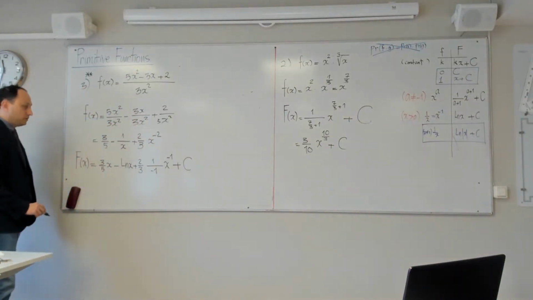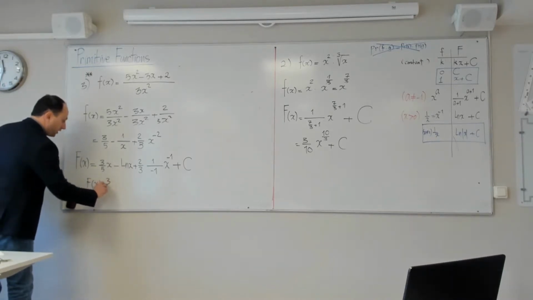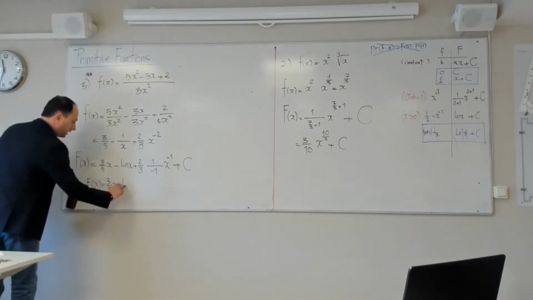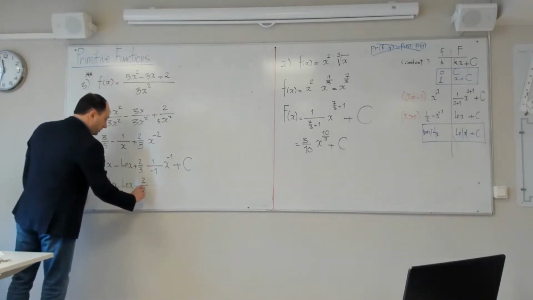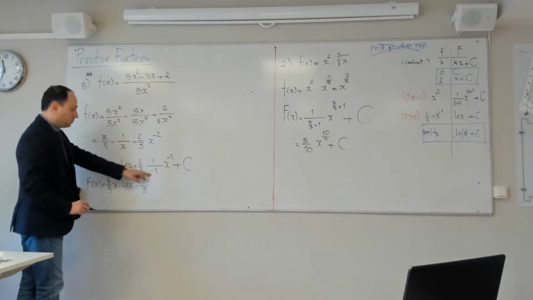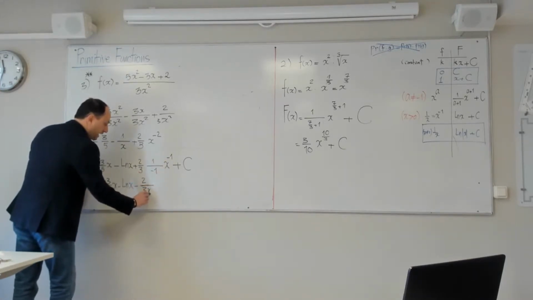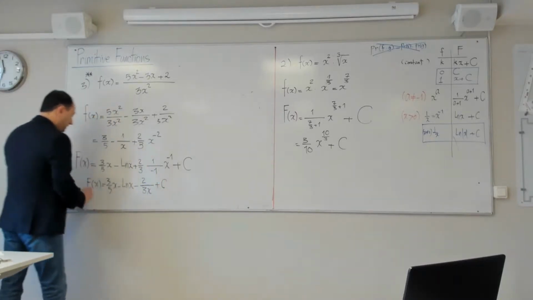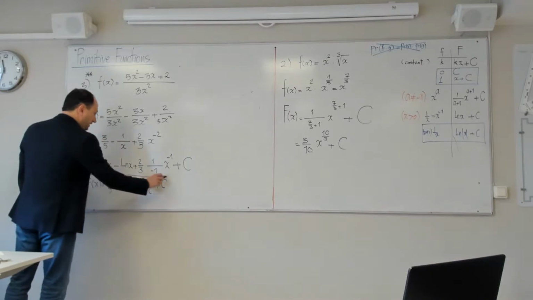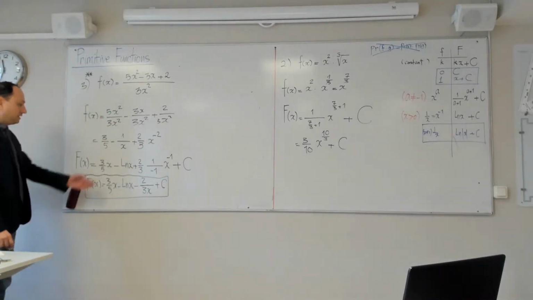I prefer to simplify a bit. So this becomes 5 over 3 x minus ln of x. And then I have minus 2/3. This is minus 1. X to power minus 1, I prefer to bring it back to make it positive x. And then constant c.